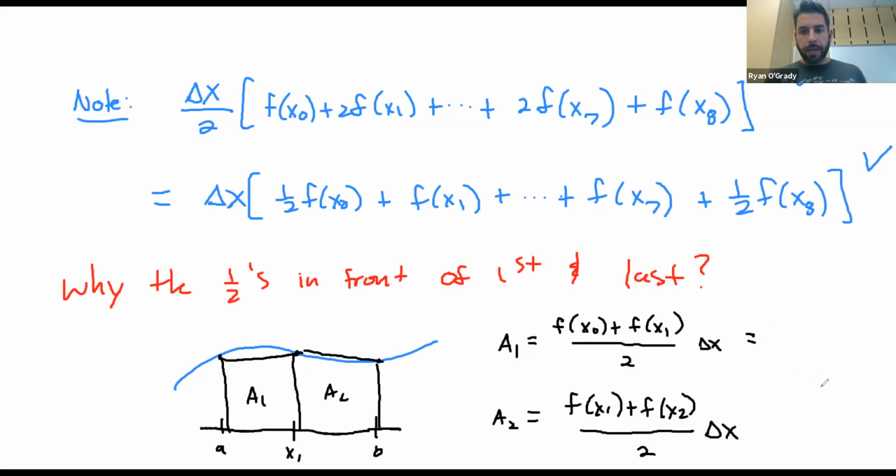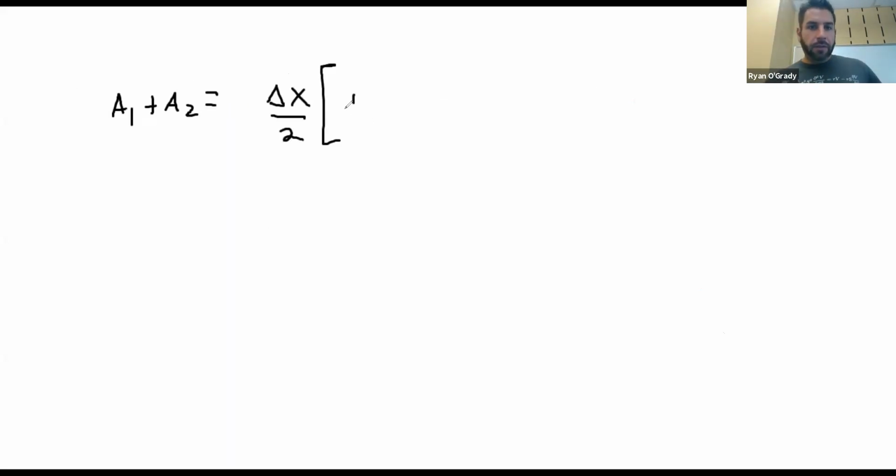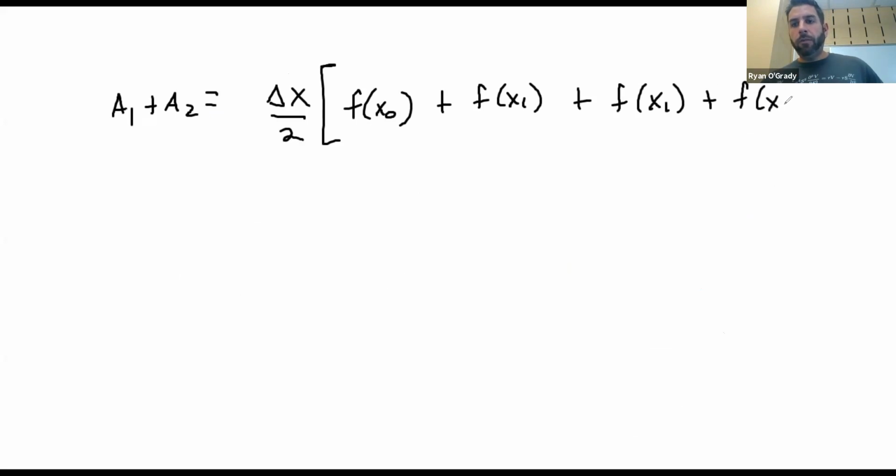So if I add these up, another way of writing this is, maybe I'll go to the next page. A sub 1 plus A sub 2 is, I'm going to pull the delta x out, and I'll pull the 1/2 out. Both of these have a delta x over 2 in them, correct? So I'll pull that out. What's left is an f evaluated at x sub 0, and the first one has an f of x sub 1. Then the next one has an f of x sub 1, and then an f of x sub 2. So then I have 2 of these, and that's where the 2 comes from.